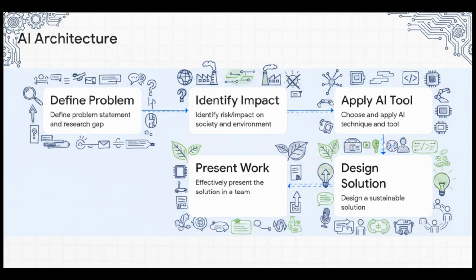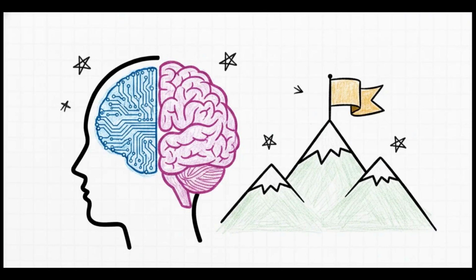Step 4, you design a genuinely sustainable, long-lasting solution. And finally, Step 5, you must effectively present and defend this solution within a team setting. This right here, this is your ultimate blueprint. But hey, an architect's education never truly stops, does it? Beyond this blueprint lies a specific frontier you should absolutely be exploring next: cognitive AI.